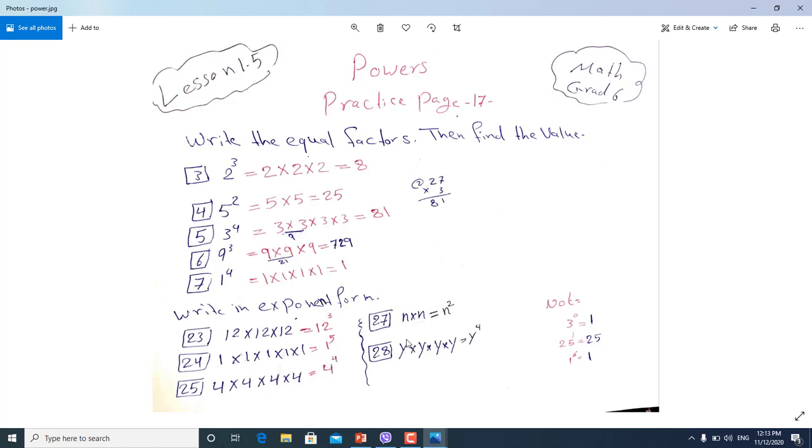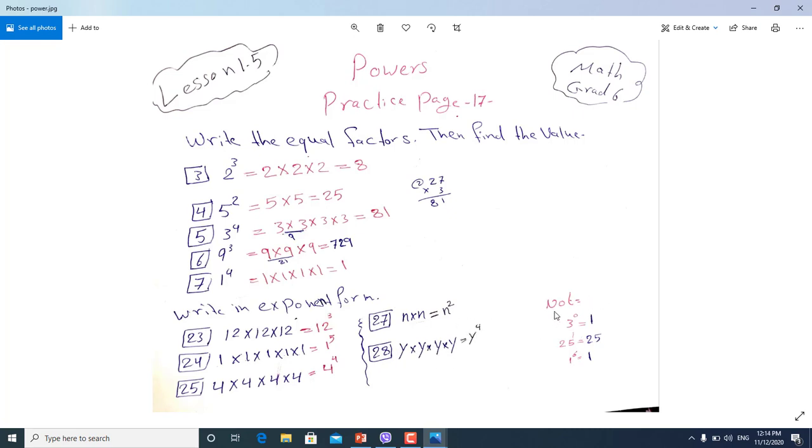And from there we have n. So this n is the base. And how many times is it repeated? 1, 2. So it is the second power of n. And from there we have y. Y is the base. And how many times is y repeated? 1, 2, 3, 4. So it is exponent 4.